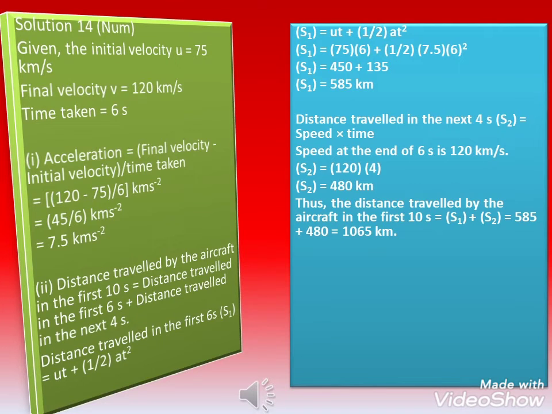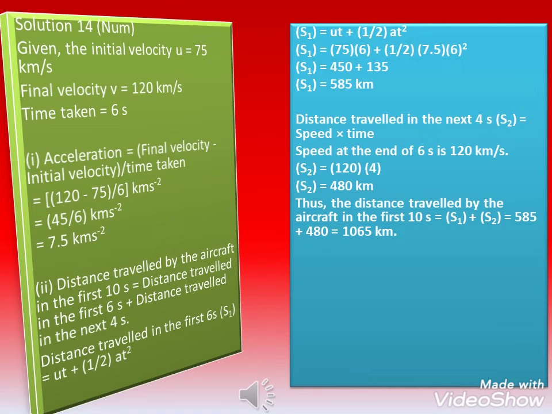Second part, distance travelled by the aircraft in first 10 seconds. It must be the sum of distance travelled in the first 6 seconds and distance travelled in the next 4 seconds. And we can take it as S1 and S2. So S1 we have the equation ut plus half at square. By substituting we will get S1 is equal to 585 km.